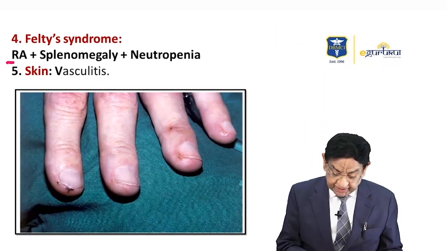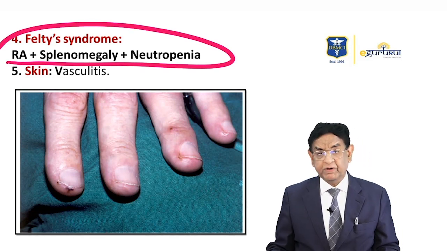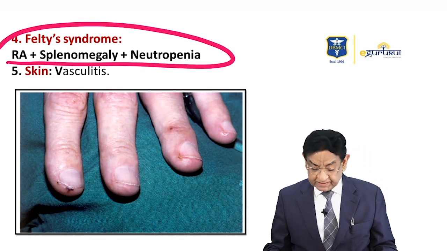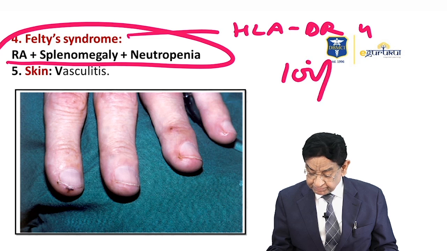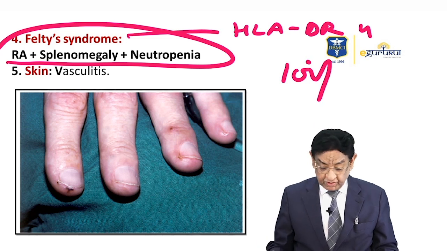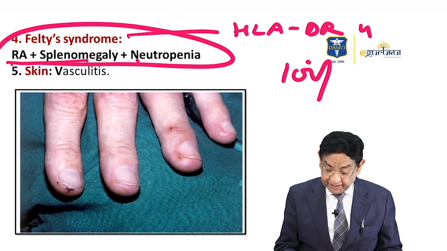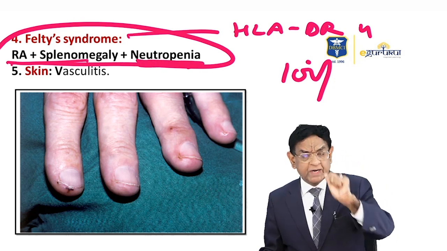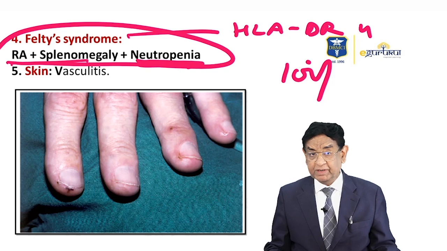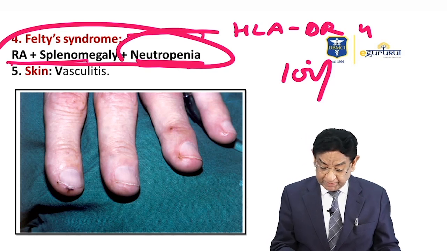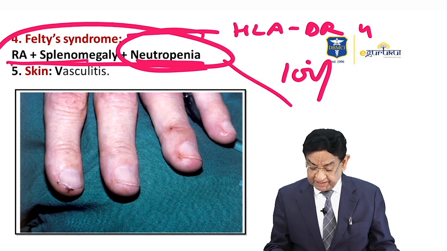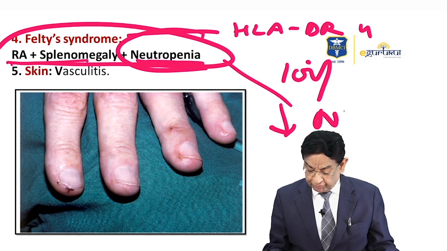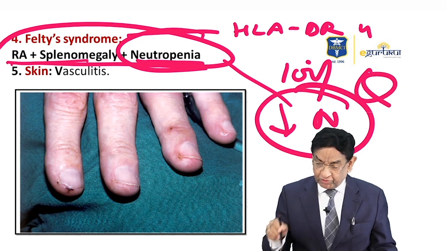Felty syndrome is a favorite topic of the MRCP. In these patients, HLA-DR4 is 100% positive. Okay. Felty syndrome is RA, splenomegaly, and neutropenia. The neutrophil count is reduced, not the lymphocyte. People do commit mistakes on this also. So please write it down. There is especially a low level of neutrophil count. Can't afford to lose this question.